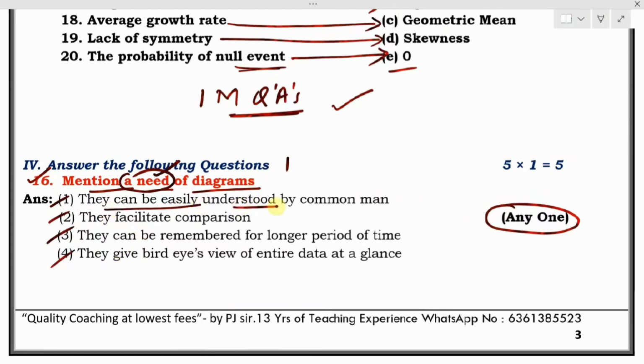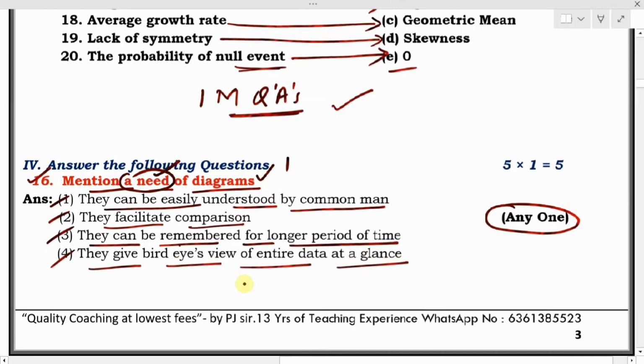They can be easily understood by a common man. They in the sense, diagrams can be understood easily by a common man. This is one of the needs for diagrams. Then they facilitate comparison. We can easily compare using diagrams. That is again one more need. They can be remembered for longer period of time. When compared to data, diagrams can be remembered for longer period of time. That is once again one more need. They give bird's eye view of entire data at a glance.